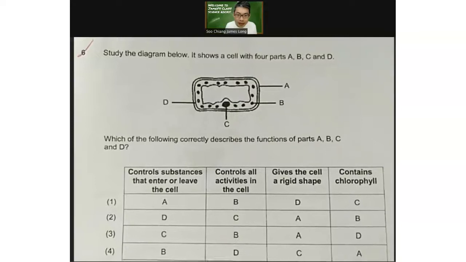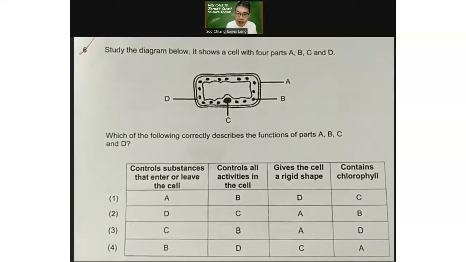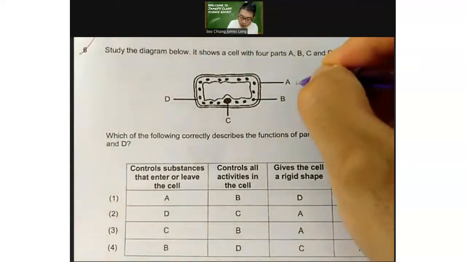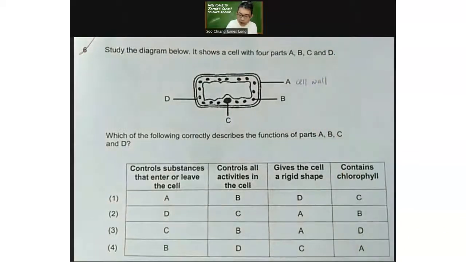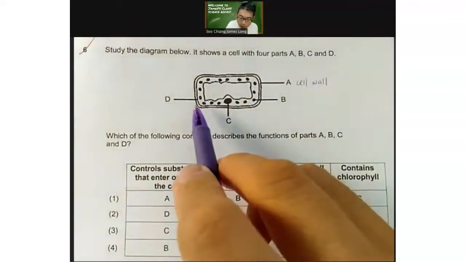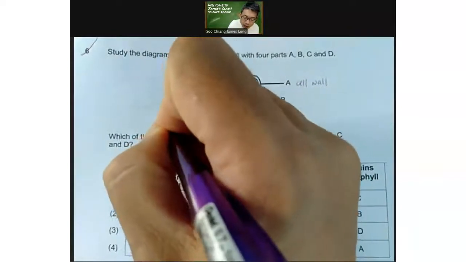Alright, now study this diagram below. It shows a cell with 4 parts. Let's try to label all these 4 parts. So A, outside, this will be your cell wall. It gives your cell the rigid shape. And the inner layer here will be your cell membrane.